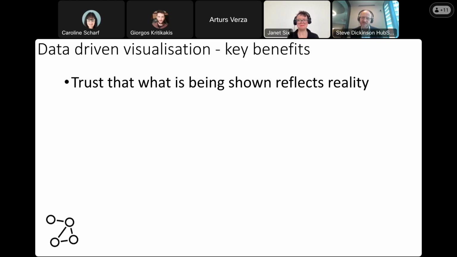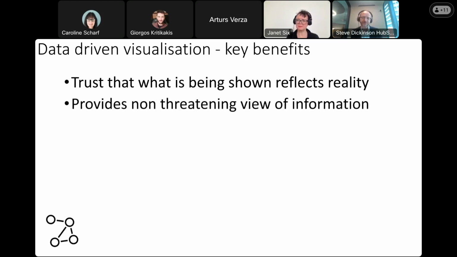But because the trust is there, I think people make sounder decisions, because they're basing it on a diagram drawn from data they're managing rather than a person's knowledge. You still need people's knowledge, but without this sort of thing, you tend to be too dependent on individuals to know too many things, which is unreasonable, I think. Yeah. I think it also provides a non-threatening view of information.